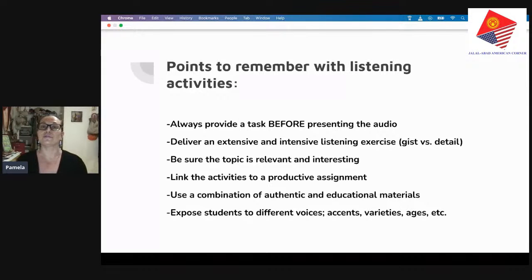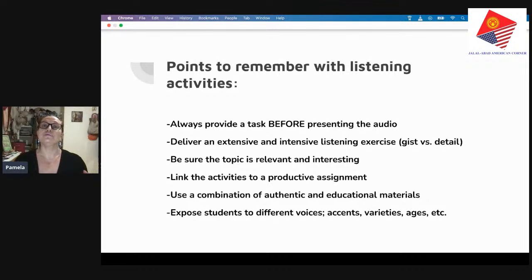So what does that mean? Gist versus detail. An extensive or gist question would be something general, a specific question about the general topic of the listening exercise. So if it was about the news, you would ask, who's talking here? What countries are involved? What problem are they discussing, and what solution are they proposing? So something that has to do with, what is this listening about? Or if it's a comedy movie, what is the conflict? Something kind of general.